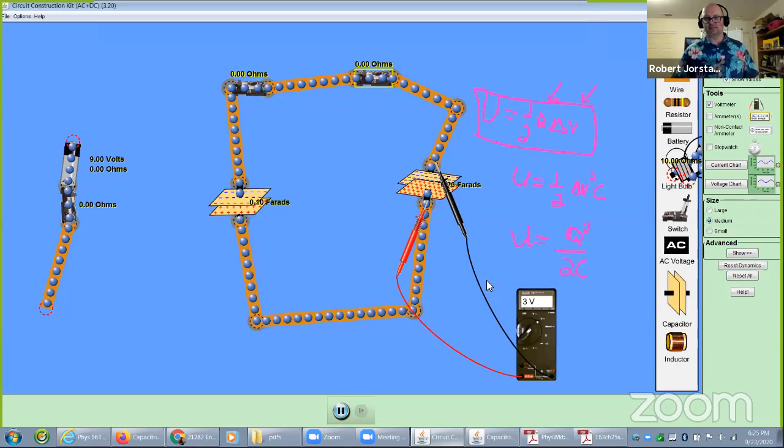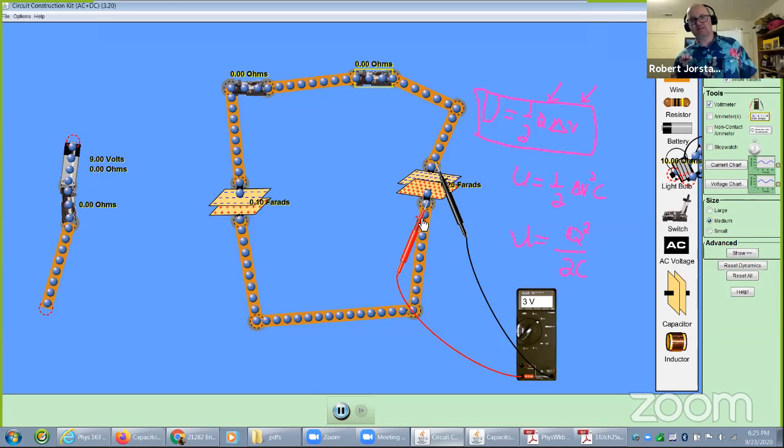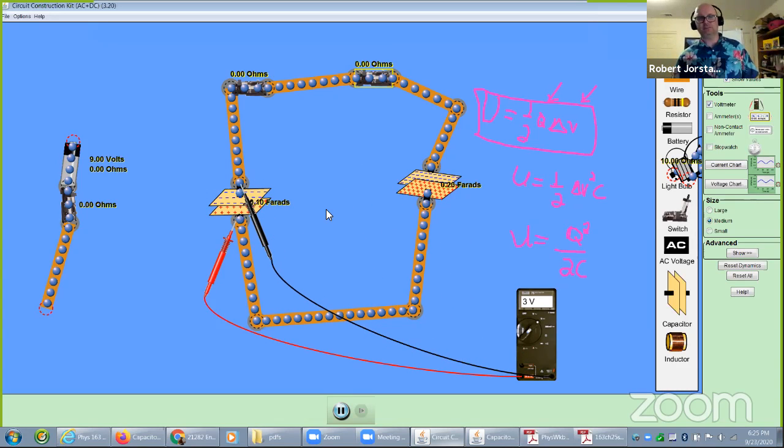Let me ask you this. Do the capacitors have the same amount of charge on them based on the picture? No. Do you think they have the same amount of voltage? Yes. Let's see. They have to have the same amount of voltage because of conservation of energy.